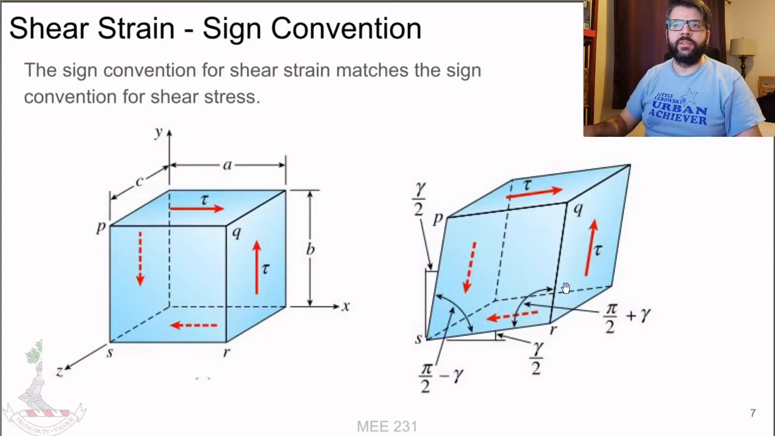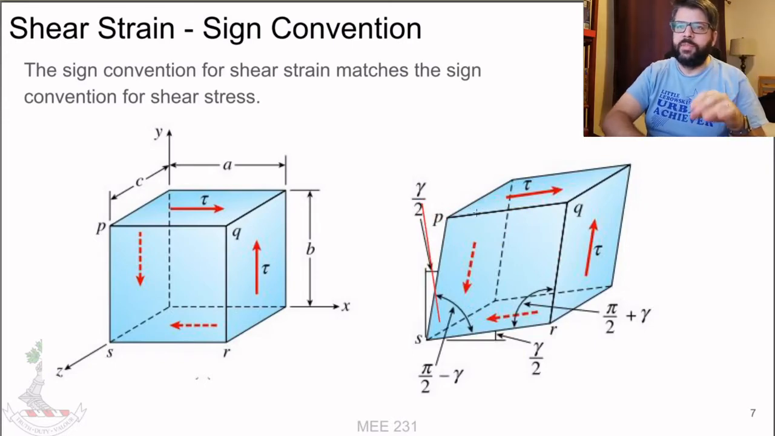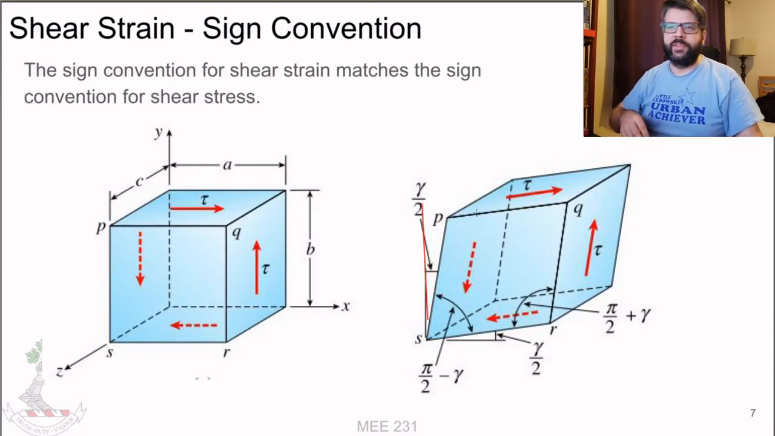So this will be a positive shear, and essentially, if it was going the opposite way, so essentially causing it to move in this direction, then that would be a negative shear.